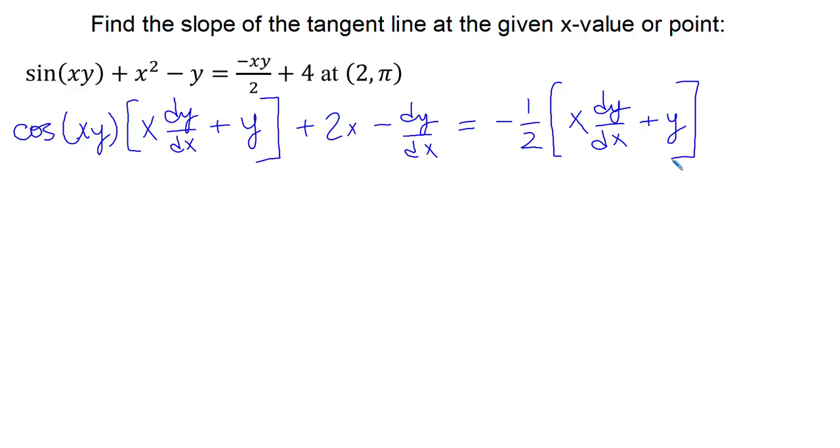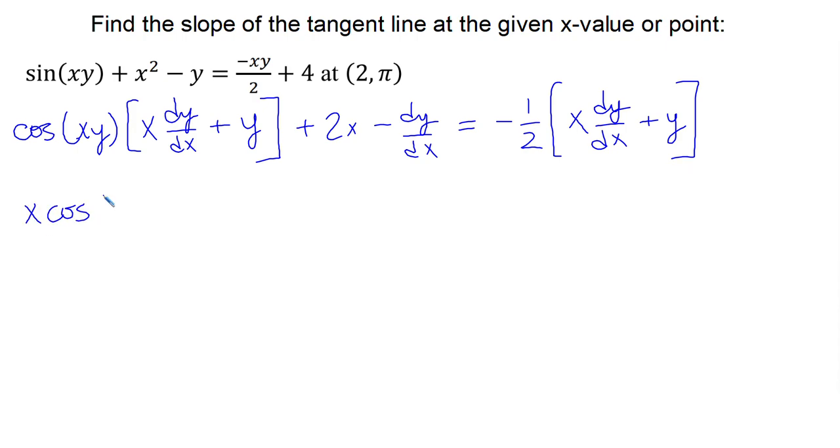So we can go about this in 2 ways. One, we can just solve for dy dx and then plug in the point. Or we could plug in the point right now and then solve for dy dx. Now, I normally just solve for dy dx because often the problems will ask you to find dy dx and then evaluate it at the point. So our first step in doing that will be to distribute this cosine xy to everything.